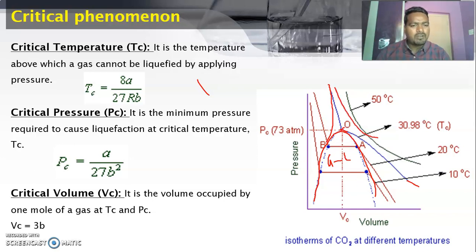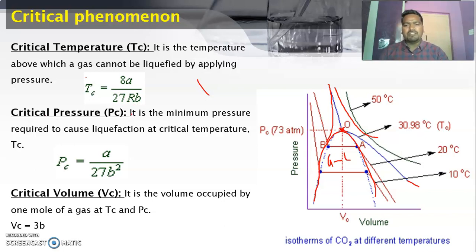At this point, what happened? Above this temperature, liquefaction does not take place even at high pressure. So the temperature at this point is called the critical temperature. It is the temperature above which we cannot liquefy the gas even if we apply pressure. That minimum temperature is called critical temperature, indicated as Tc. Tc is equal to 8a divided by 27Rb, where a and b are van der Waals constants and R is the gas constant.